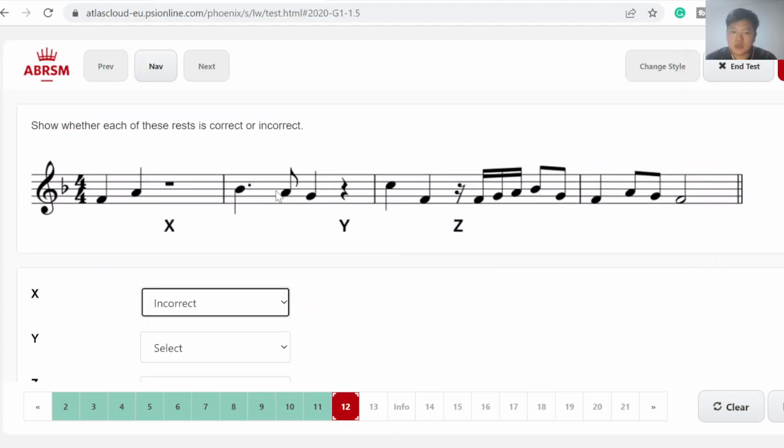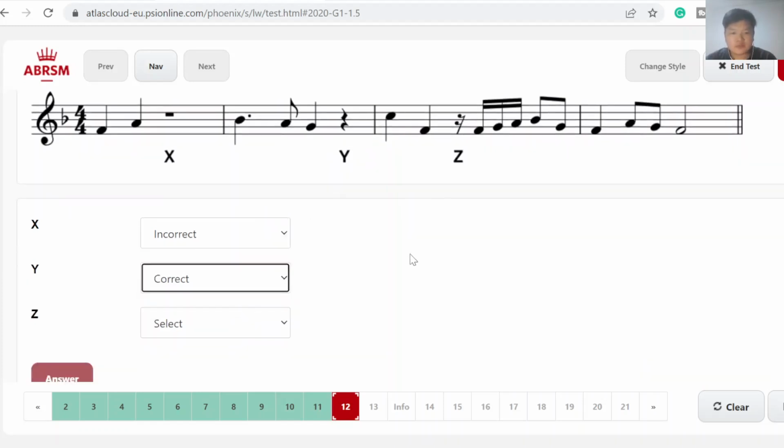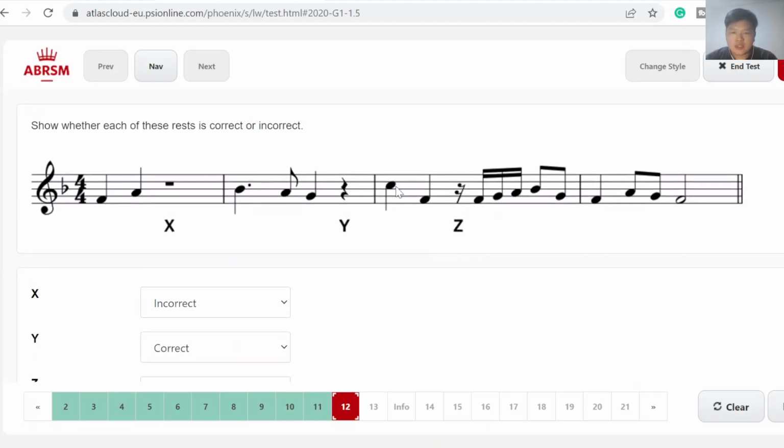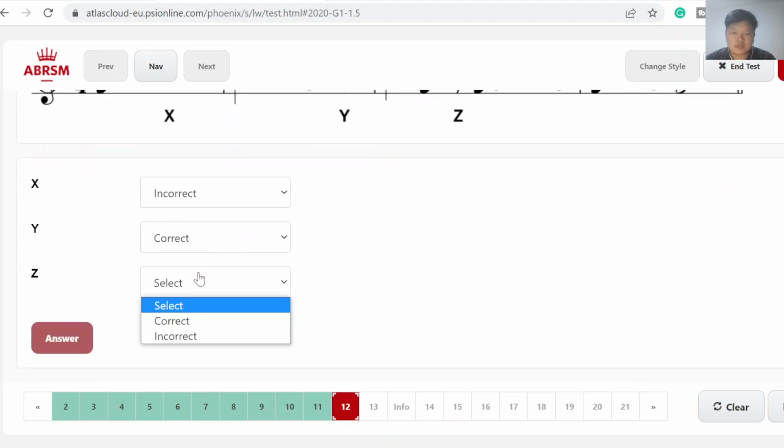Number 1 is a 1.5 plus half is 2. 2 plus 1 is 3. 3 plus 1, this is 4. So it's correct. Okay, the last one here, this is 1 plus 1. So take note, this rest stands for a quarter, which is a semiquaver rest here. So the semiquaver rest with these 4 semiquavers is equal to 1. 1 1 1 1. So 4 counts. Correct? Yes, it's correct.